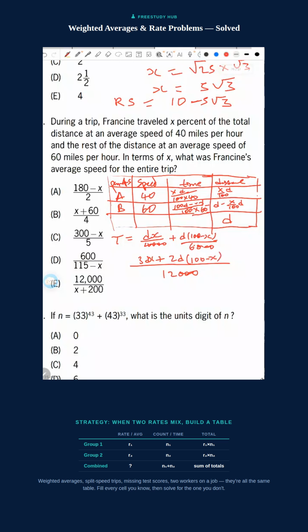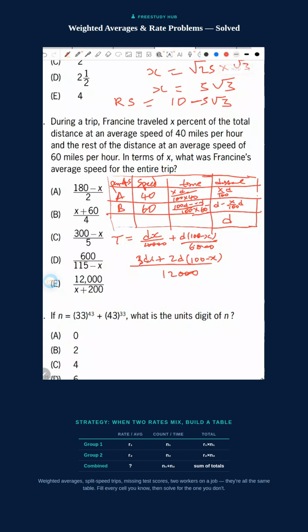Is there anything we can change? But d is common, right? You see that d is common. But I don't think there is anything we can change now. There's nothing to change now. So this is the total time.